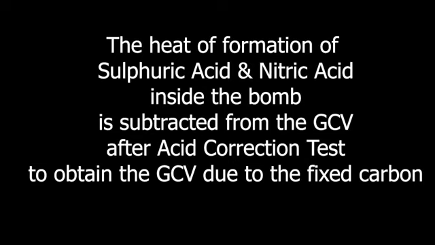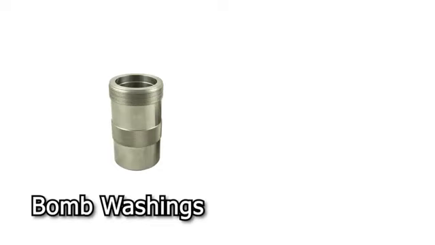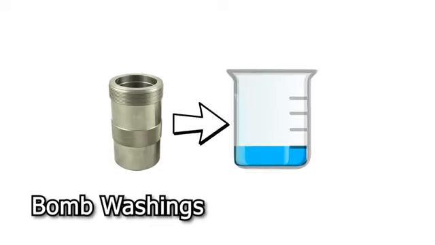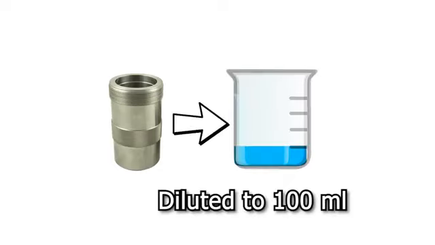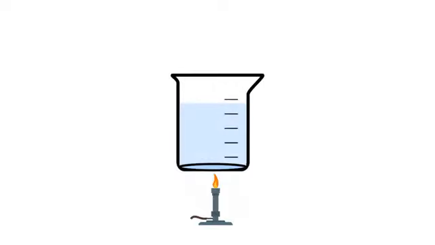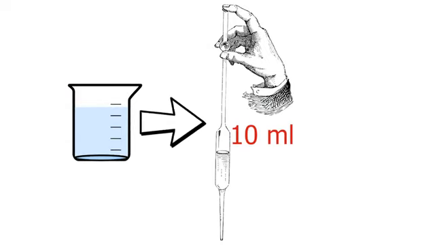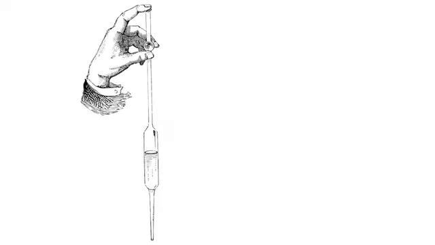The water in the bomb has sulfuric and nitric acid, whose heat of formation is adjusted. The bomb washings are diluted to 100 ml using distilled water. Boiling evaporates carbon dioxide present in the solution. 10 ml of solution is pipetted and transferred to a conical flask for titration.